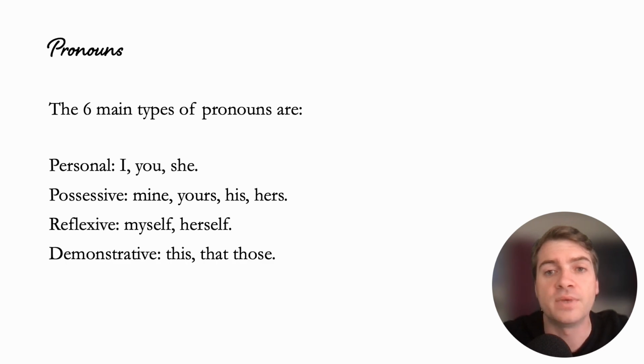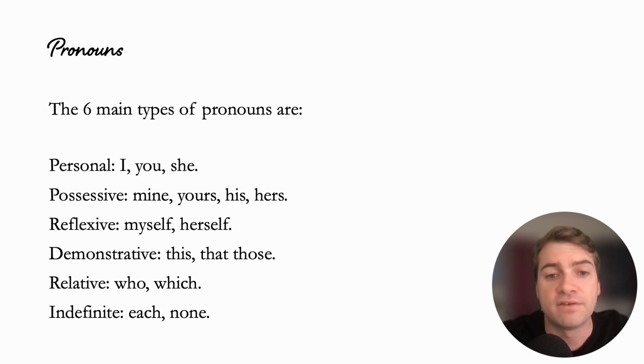Then we have demonstrative, okay? So these demonstrate what you are talking about. So this, that, those, right? You demonstrate that those are what you are talking about, okay? You're demonstrating that, all right? Then we have relative pronouns, which show relation, okay? So she is the person who gave me the sweater, all right? We show relation between her and something or someone else.